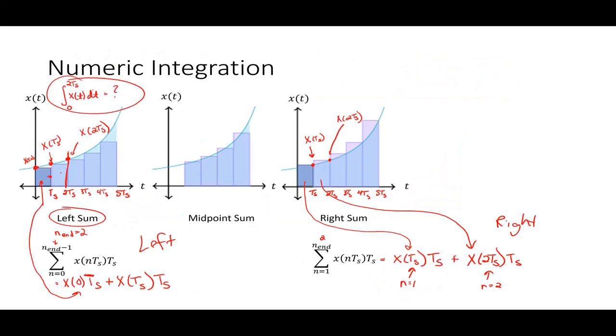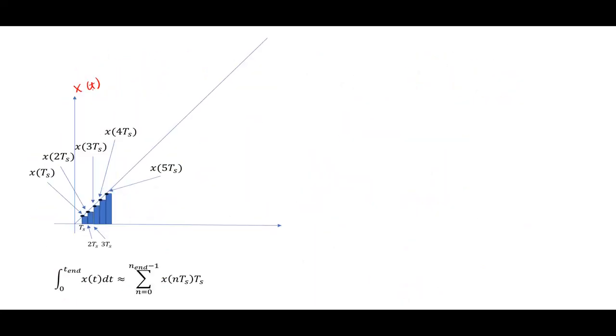It's ramping upwards. Here I have all my rectangles, and I've said this point is 0. This is time t sub s, this is time 2t sub s, 3t sub s, 4t sub s, 5, 6, etc. And I've drawn in each of my rectangles. So I can see that the width of each rectangle is t sub s. And I've marked out the values on the curve: x of t sub s, x of 2t sub s, and so on and so forth.